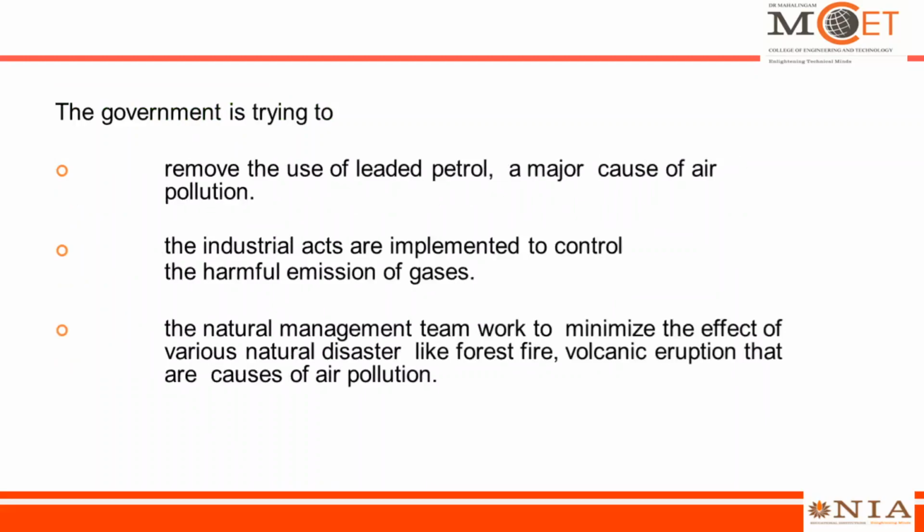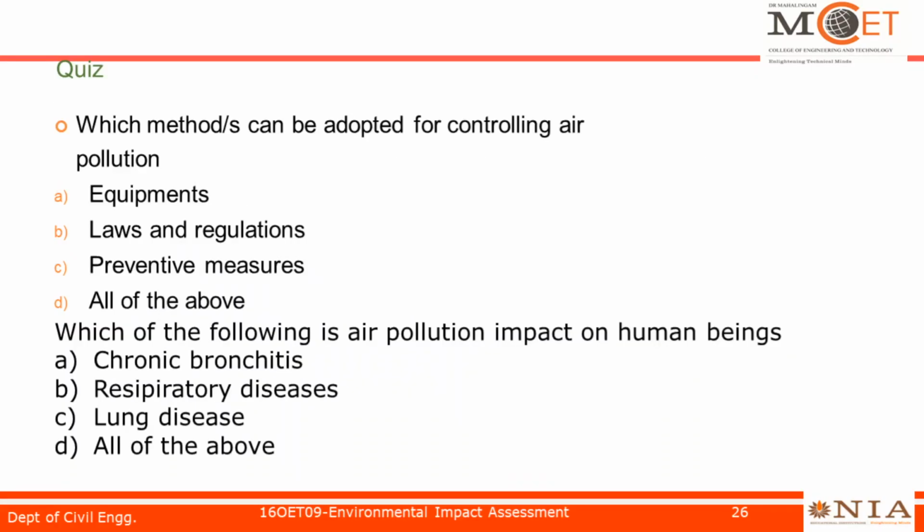So the government is trying to remove the use of leaded petrol, a major cause for air pollution, and industrial acts are implemented to control the harmful emission of gases. Natural management teamwork is used to minimize the effect of various natural disasters like forest fire, volcanic eruption, etc. that cause air pollution, right? So these are the efforts taken from the government side, right?